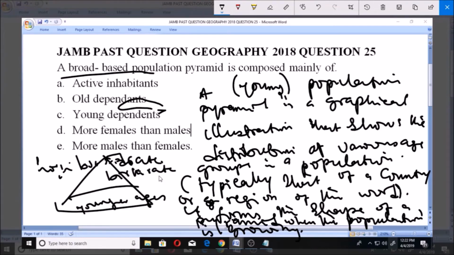Hence, the number of young dependents, which are children, is larger because the population is fast growing. So this is actually for young dependents, and that makes option C the answer, because there are more young people, and young people are dependent on their parents for food, shelter, and most things. That's why you see the phrase young dependent. So whenever you talk about a broad-based population pyramid, with younger ones at this place growing very fast, ensuring a young population, that makes option C the right answer. Thank you.